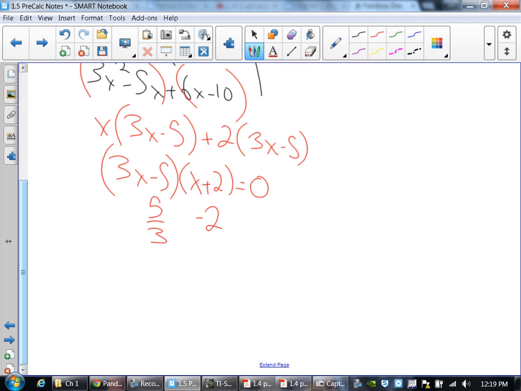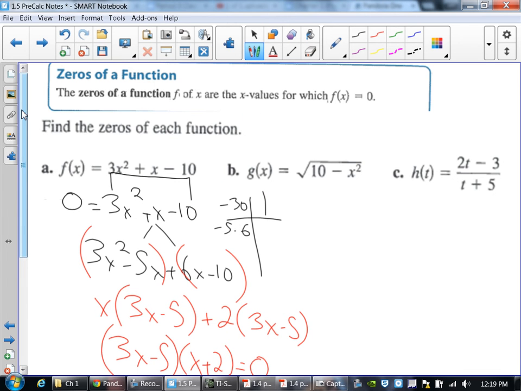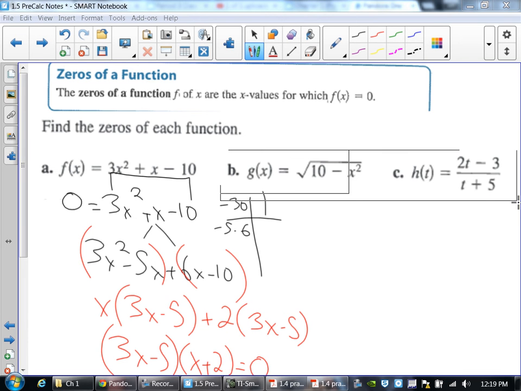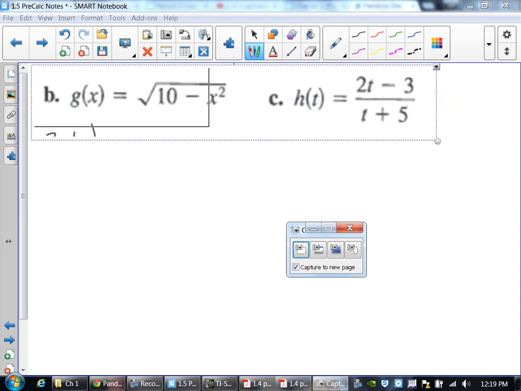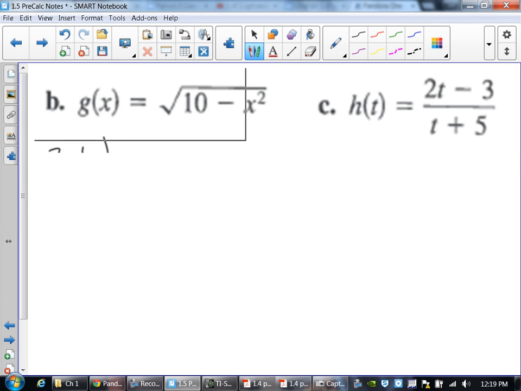Did it change when you have to find a 0 for, move this back up, put this on another sheet. Sorry about that screen pop there, but whatever. G of x is the square root of 10 minus x squared. I started out by writing it as, 0 equals.